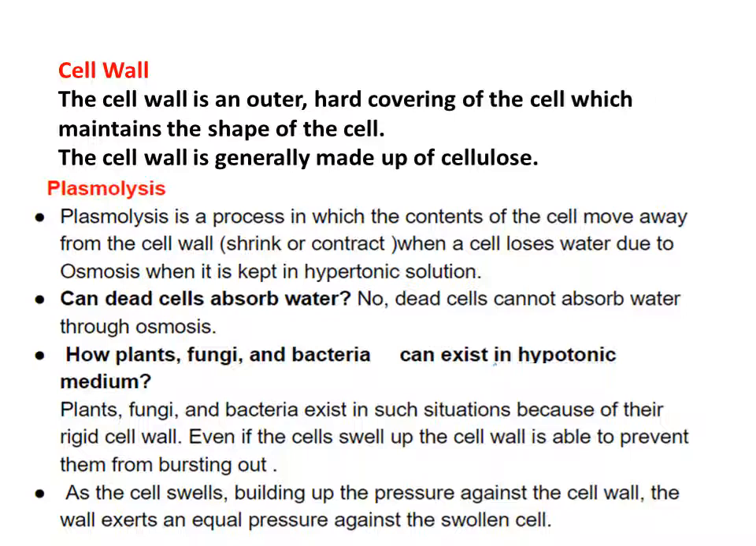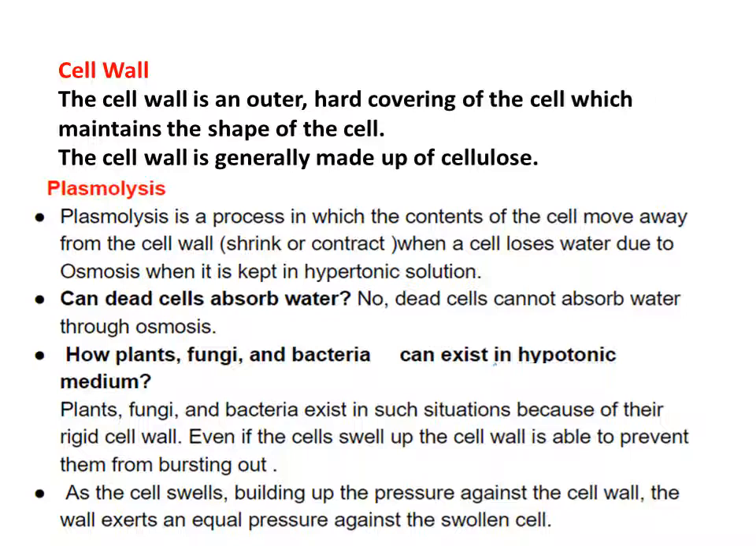Now, how can plants, fungi and bacteria exist in hypotonic medium? That is because of the cell wall. What happens is, when plants, fungi and bacteria are kept in hypotonic medium, they have a rigid cell wall which prevents them from bursting.